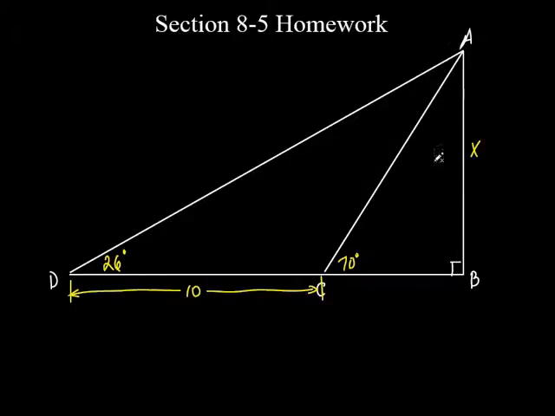So where do you even start? I mean, you have a right triangle, so that's nice. You actually have two right triangles, don't you? You got this little one right here, ABC. Everybody see that with the 70 degree and the 90? And you also have what else? ABD, right, which is this triangle with a 26 degree angle. You with me on that? But look what they tell you.